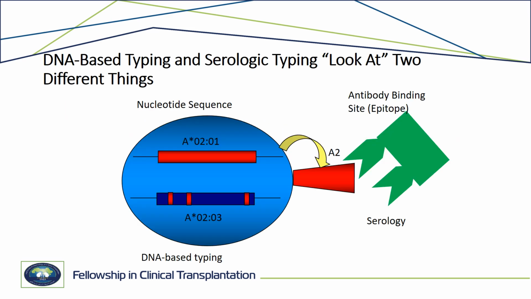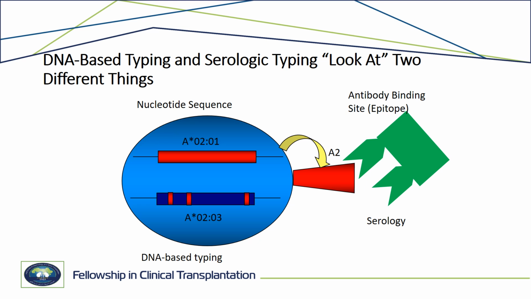DNA-based typing and serological typing are two different entities. Serological typing, from its name, means it's an antigen-antibody reaction, meaning that the antibody is reacting or binding to a specific antigen present on the cell.